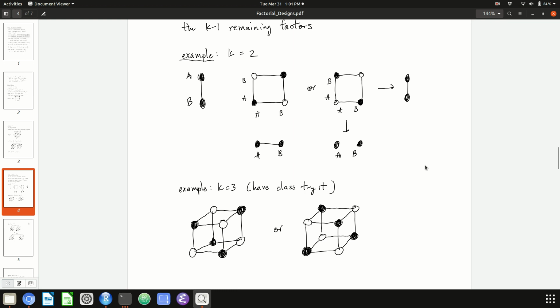Okay, so the higher ones are obviously going to be more complicated, but what's going to be true is that for every 2^(k-1) design, there are 2 possibilities. So just like here, there are 2 valid 2^(2-1) designs. There are going to be 2 valid 2^(3-1) designs. So these are kind of fun to think about.